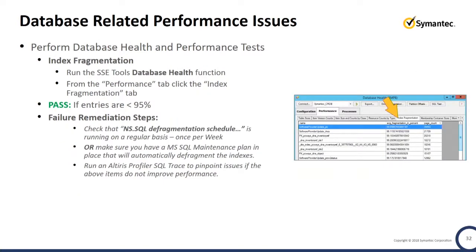Okay, index fragmentation, there's another test. What we can do is go into the SSE Tools, run that tab, run that report, and it passes if all the entries are less than 95% fragmented. So if you see a whole mess of them that are sitting at 99, it's time to do defragmentation. So in this case, we can run the Windows schedule called NS SQL defragmentation schedule. If you know anything about the what's new, that's enabled by default now in 8.5. Okay, so you can run that schedule manually in the task scheduler, or just make a maintenance plan and put it on a schedule.